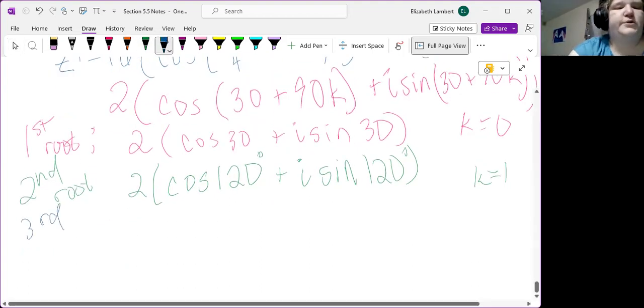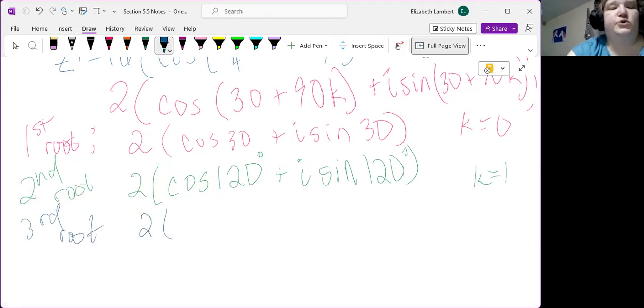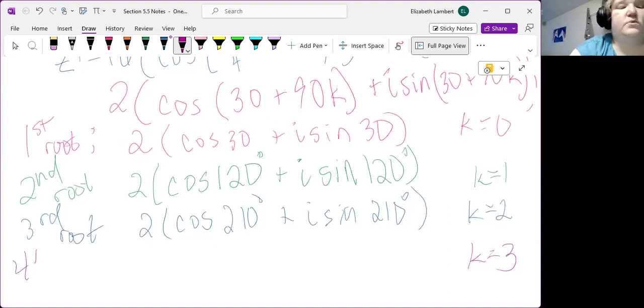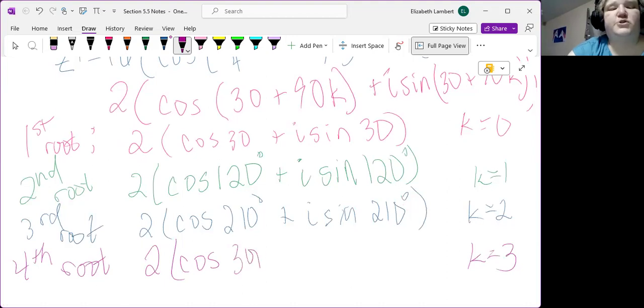Our third root, still the 2, cosine, it's 120 plus 90, which is 210. And then for k equals 3, 210 plus 90 is 300. So the fourth answer is 2 times the cosine of 300 degrees plus i sine 300 degrees.